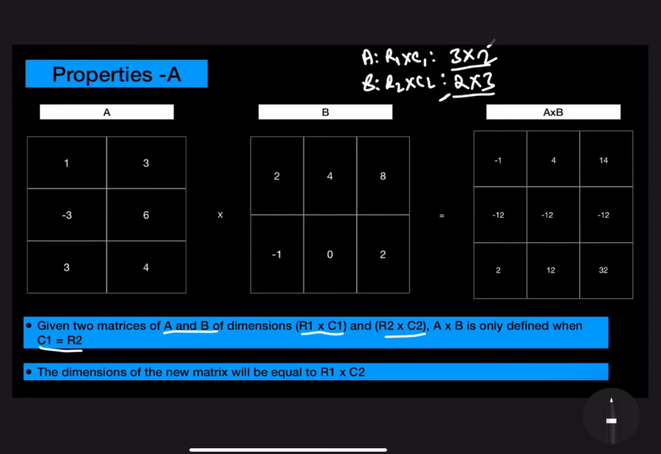The second property states that the dimension of the new resultant matrix after multiplication will be equal to R1 cross C2. For example, in this case, R1 is equal to 3 and C2 is equal to 3. So the dimension of the new matrix will be 3 by 3, and thus A cross B will be a 3 by 3 matrix, and that is evident from this result as well. So these are the two properties that will be very important to us while discussing the problem.